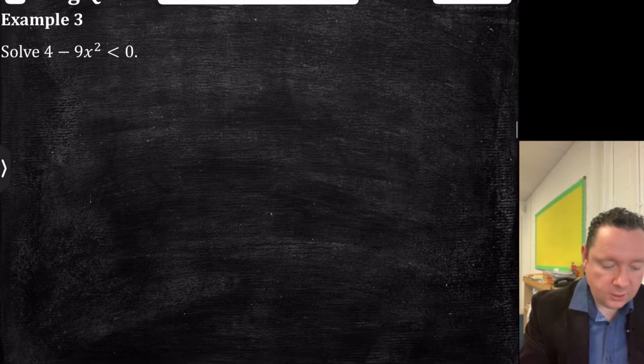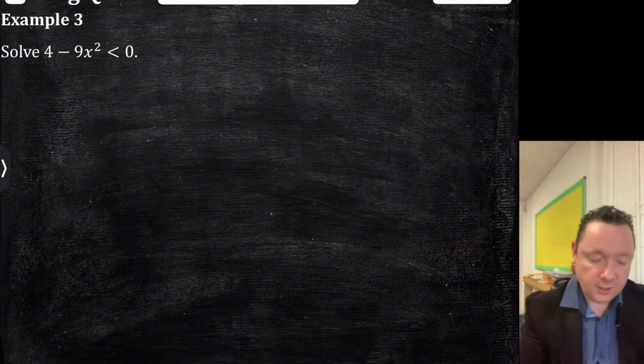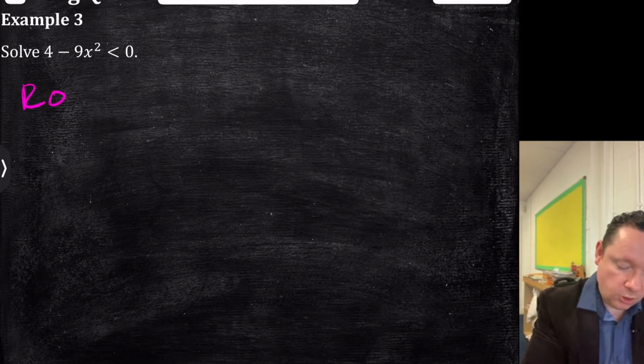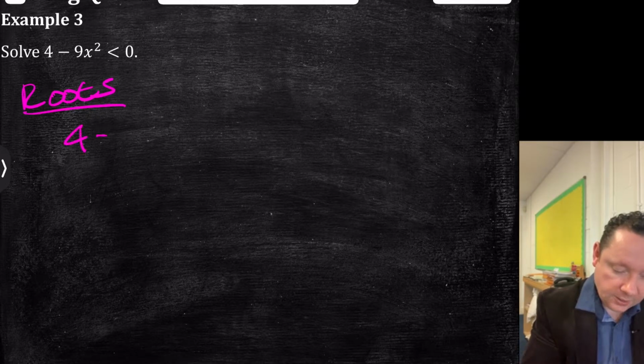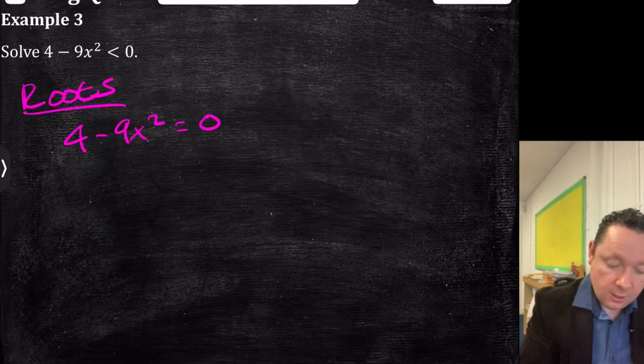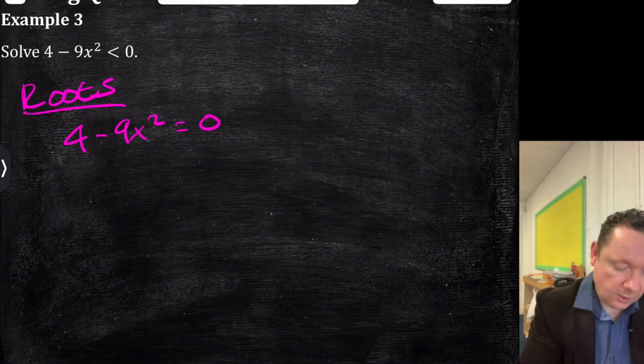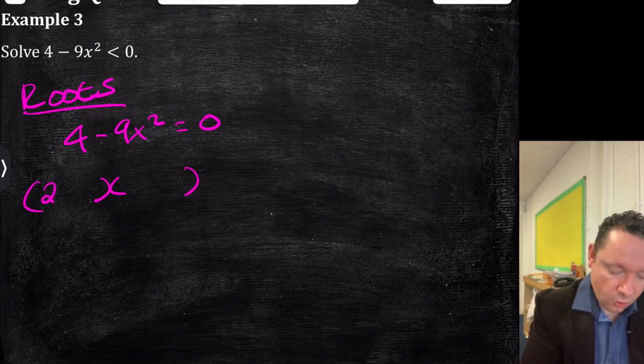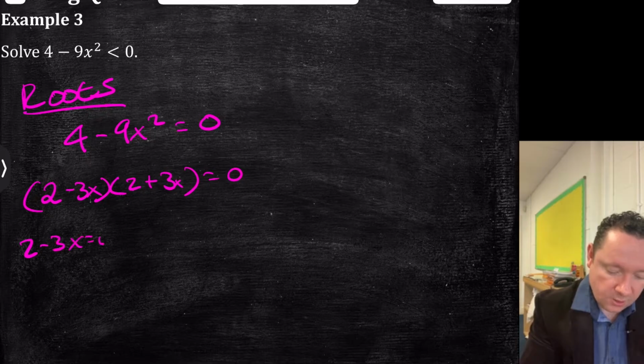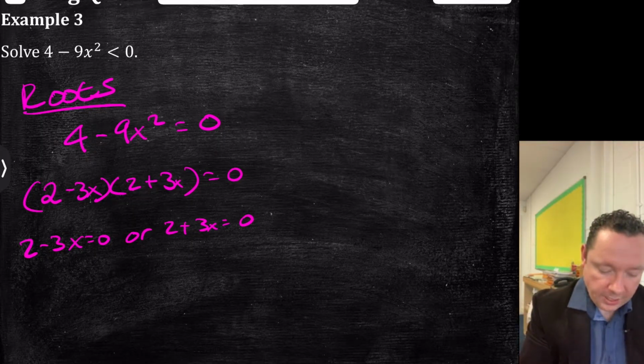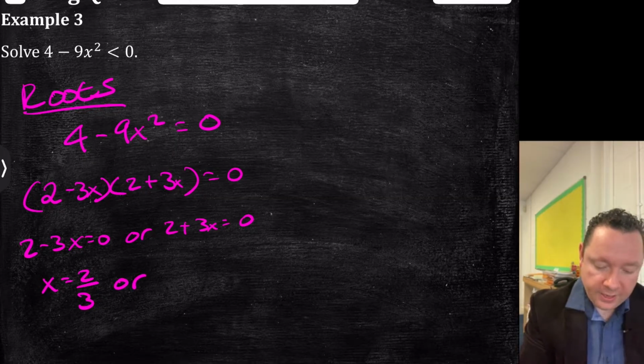Solving quadratic inequalities, example 3. Solve 4 minus 9x squared is less than 0. Okay, so we want our roots. So our roots are 4 minus 9x squared is equal to 0. Well, that's the difference of two squares. So I can just factorize that straight away. 2 minus 3x, and 2 plus 3x equals 0. So that means 2 minus 3x equals 0, or 2 plus 3x equals 0. Solving the left-hand side one, 3x equals 2, so x is 2/3 is one of our roots. Or 3x is minus 2, so x is minus 2/3 for our other root.